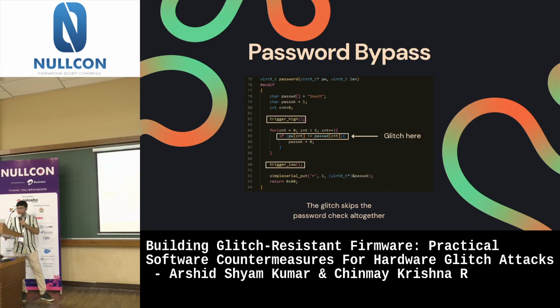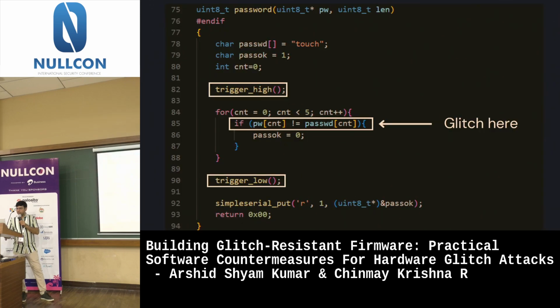So let's take a simple password bypass example. You can do many things with glitching, like bypassing secure boot. There are many use cases. We picked, let's say, bypassing a password. Let's say you have a simple embedded device and you need a password to log in to it, and this is a very simple password check code. I hope you can see the code, or should I zoom a little bit?